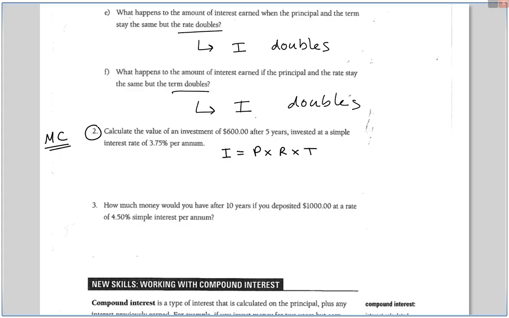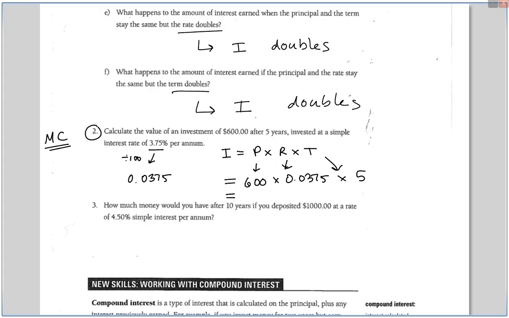Okay, so what's the principal here? Just yell it out. 600. What's the rate? So what do we do with the rate there, Birch? Put it into decimals so you get 0.0375. Yeah, it's 2 decimal moves, guys. And then the last one is the time. And it says 5 years.